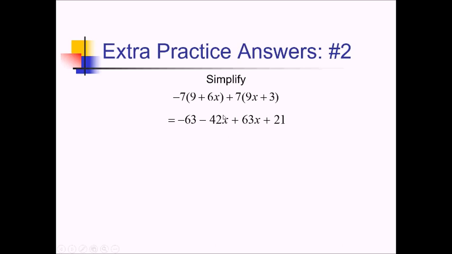Combining like terms, we have negative 42x and a 63x. That's 21x. And we have negative 63 plus 21, giving us negative 42 for the constant.